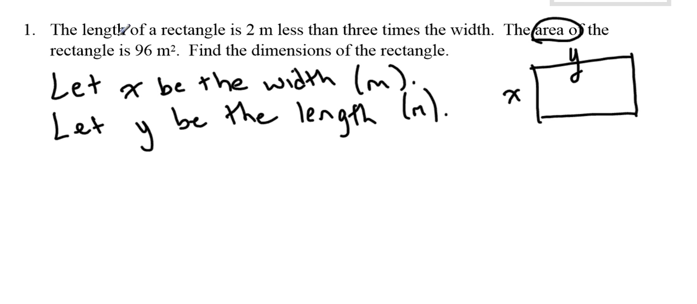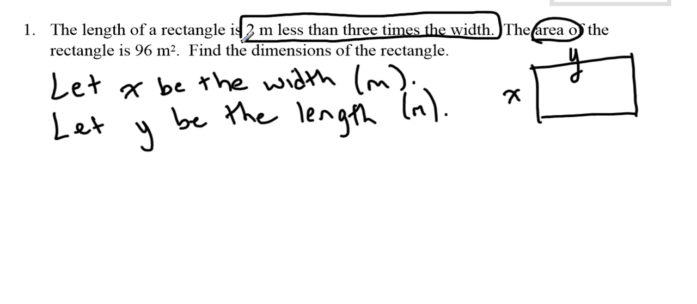So again, read again. The length of a rectangle is 2 meters less than 3 times the width. That's telling me how length and width are related to each other. We know that the length is 2 meters less than 3 times the width. So here's what 3 times the width looks like, and 2 meters less than it is the length. So double check. Does this say 2 meters less than 3 times the width? Looks good to me. So this is the equation that shows the relationship between our variables.